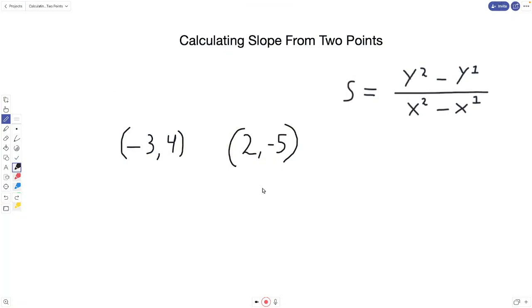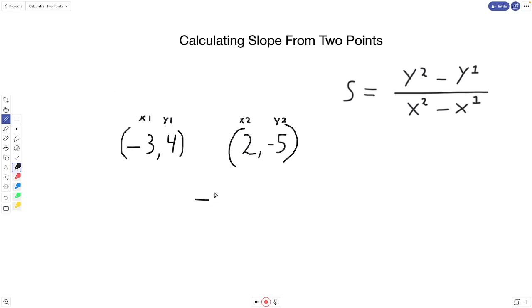Okay, so here we have -3 and 4 and 2 and -5. So let's label them. This is x1, this is y1, this is x2, and this is y2.